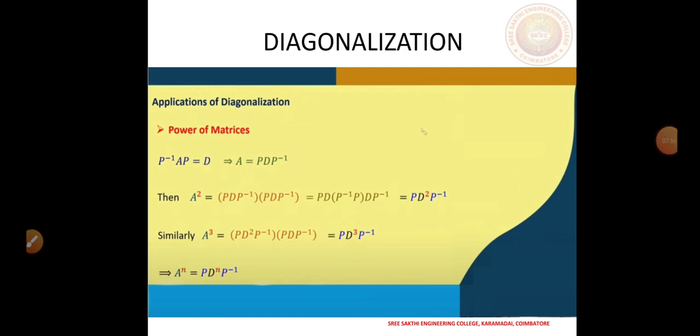Similarly, for A cubed the same will happen. This is P D squared P inverse for A squared, and then again multiplied by A, and P inverse P will again become the identity matrix, giving P D cubed P inverse. This will continue, the power translating to the matrix D. In general, we can prove that A to the power n equals P D to the power n P inverse.